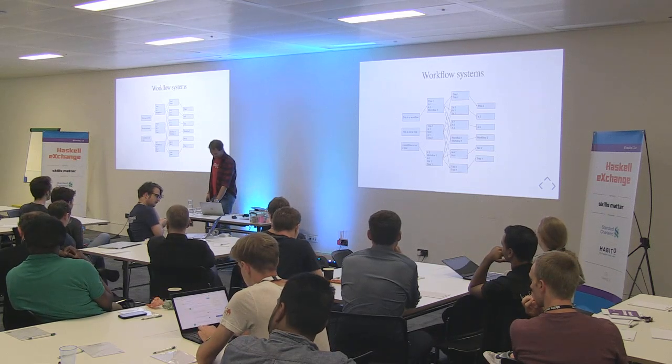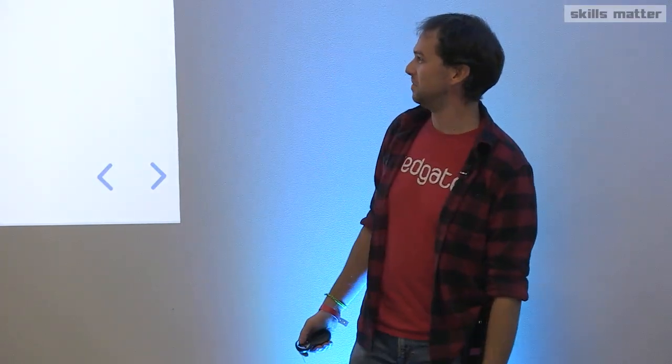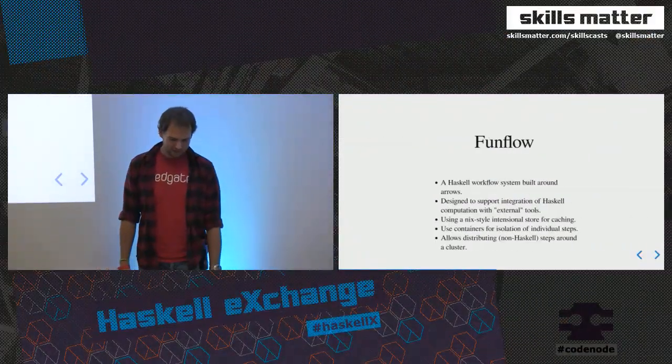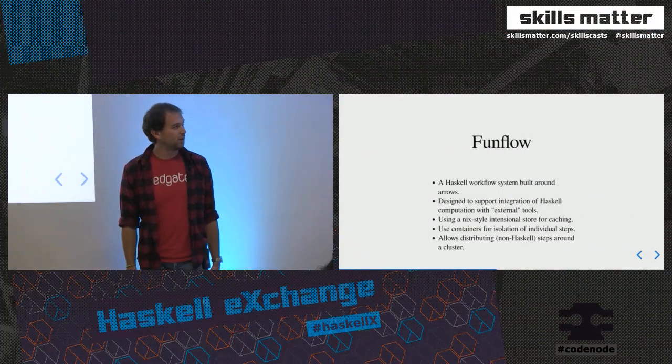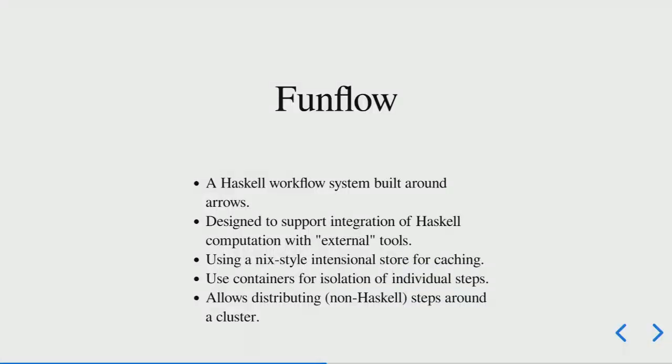Okay. So yeah, anyway. We ended, and the result being there are now 101 different workflow systems. These numbers may not be accurate. So what do we build? Well, we built this thing called FunFlow, which is a workflow system built around arrows.